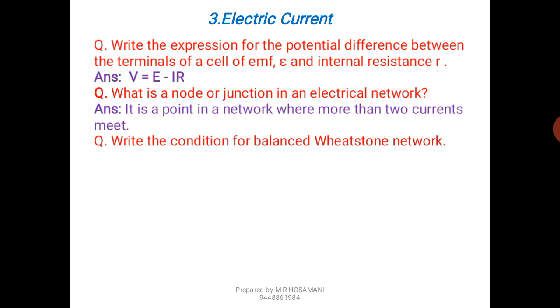The next question is, write the condition for balanced Wheatstone's network. We can write P by Q equal to R by S, or R1 by R2 equal to R3 by R4, where R1, R2, R3, R4 are connected in cyclic order. If you write P by Q equal to R by S, P, Q, R, S are the resistances which are connected in cyclic order.